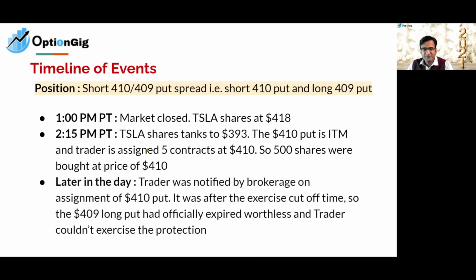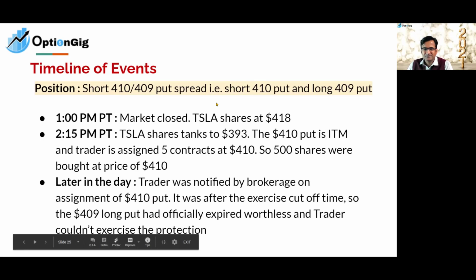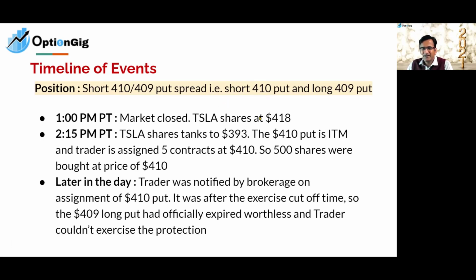Later in the day, when this happened, the brokerage notified the trader saying, you got an assignment. But the notification came later, after 2:30 p.m. So the 409 long put, the protection that he had, had expired by 2:30 p.m., and so he had no protection left. Remember, the maximum risk was limited because he had a protection leg at 409.